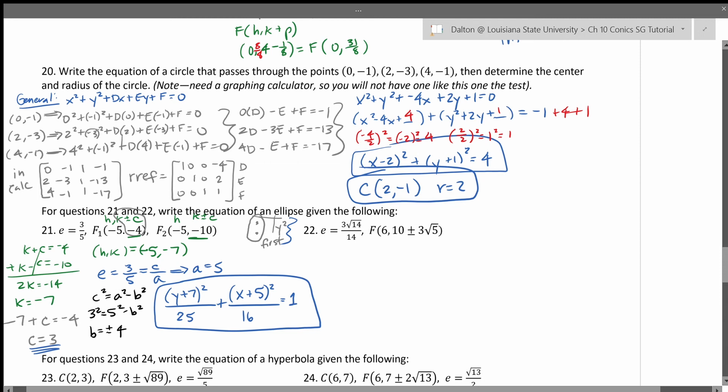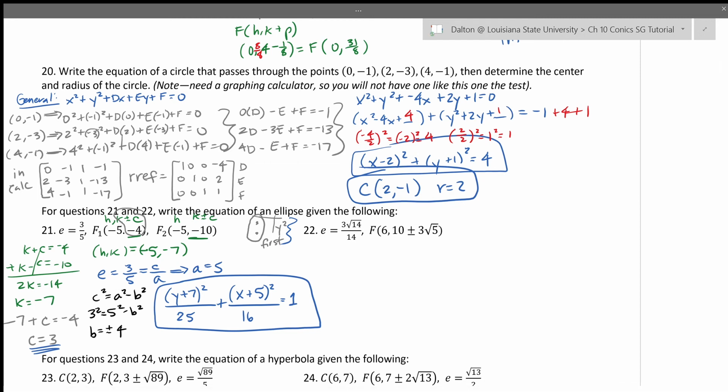Okay, number 2. Sorry, the eccentricity of this ellipse is 3 square roots of 14 over 14. And the focus is 6, 10 plus or minus 3 square roots of 5. So again, you always want to save your eccentricity for last.